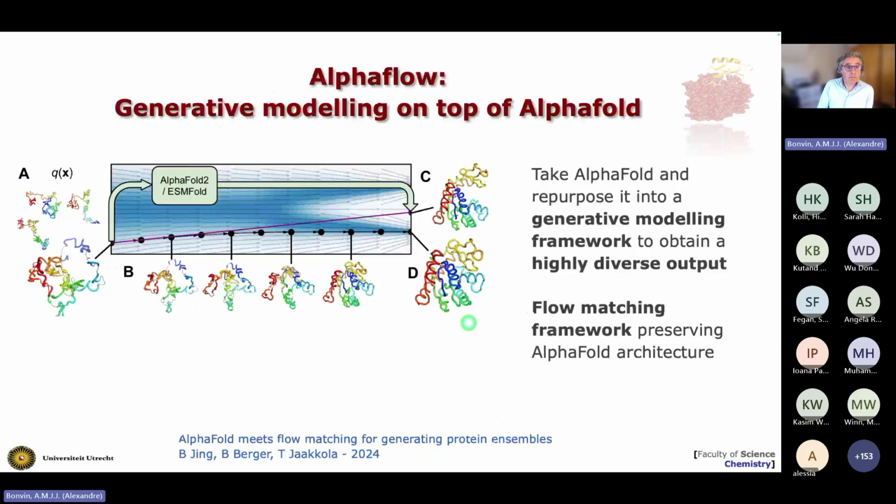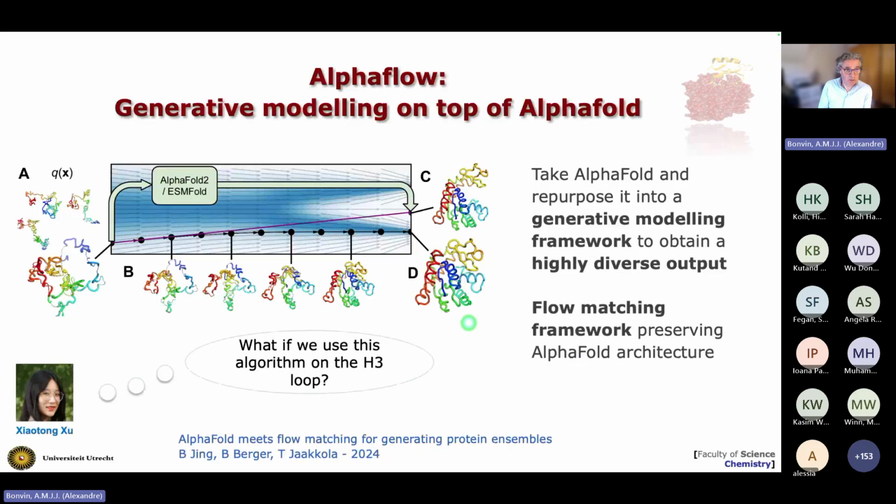So around that time, another AI method was published coming from MIT, AlphaFlow, which is a flow matching AI approach, and it can be used to sample conformation. So this was before biomu was out. And the idea that Xia Tong had at the time is basically to start using AlphaFlow to sample H3 conformations.